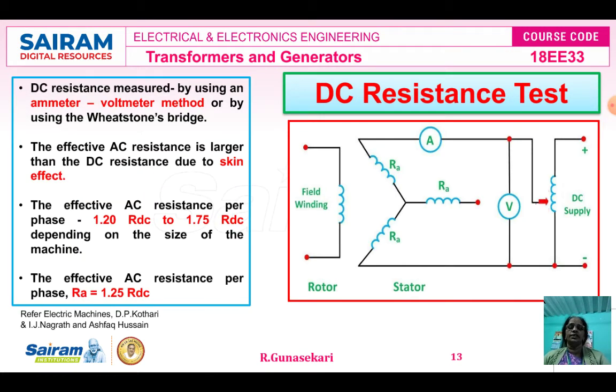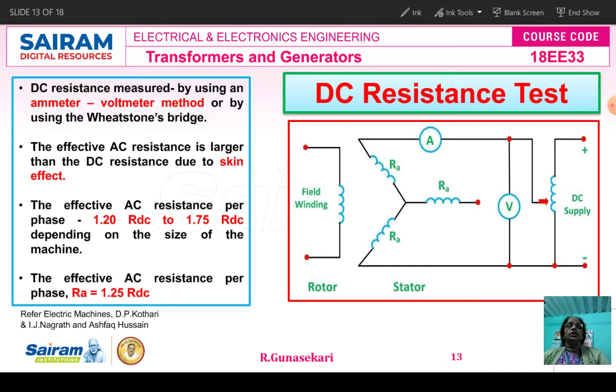Now you see the circuit diagram. The circuit diagram is used to determine the DC resistance of the synchronous generator. From this we can calculate the effective value of the AC resistance per phase of the synchronous generator. Now you see the circuit diagram.